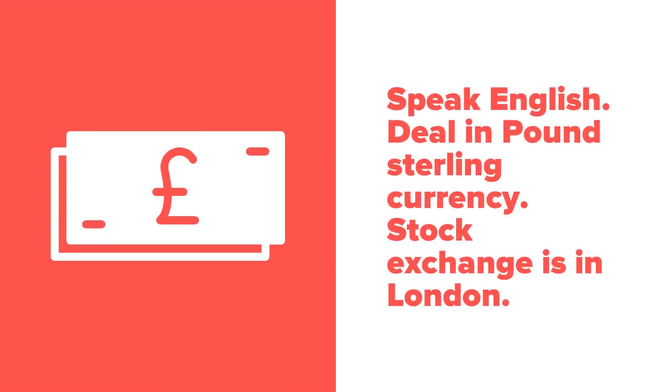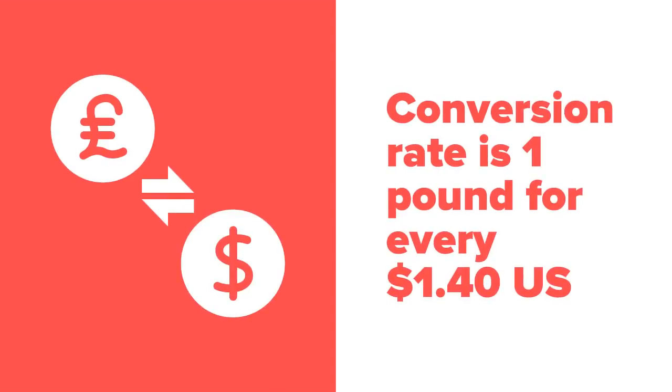The most commonly spoken language in the UK is English. They deal in pound sterling currency, which makes them a little bit distinct from the rest of Europe, as most of them use the euro. Their stock exchange is located in London. The current conversion rate as of February 24th, 2018 is £1 will get you $1.40 in US dollars.